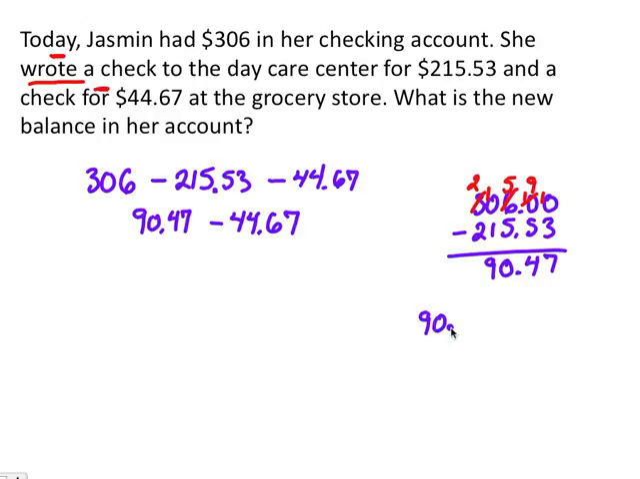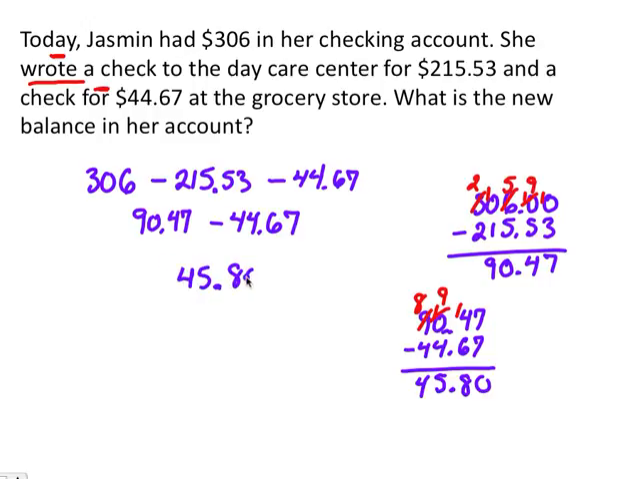Now we need to subtract the next amount. So we'll set that one up down here. 90.47 minus 44.67. Okay, so 7 minus 7 is 0. Oh, we can't do 4 minus 6, so we need to borrow from the 9. 8. That's 10 in the ones place, so we borrow as 9. And 14 minus 6 is 8. 9 minus 4 is 5, and 8 minus 4 is 4. So our answer here is $45.80.